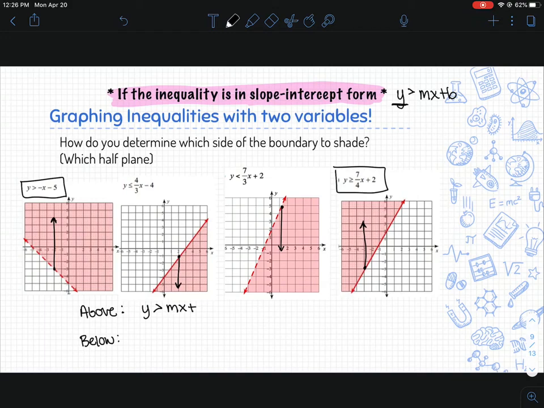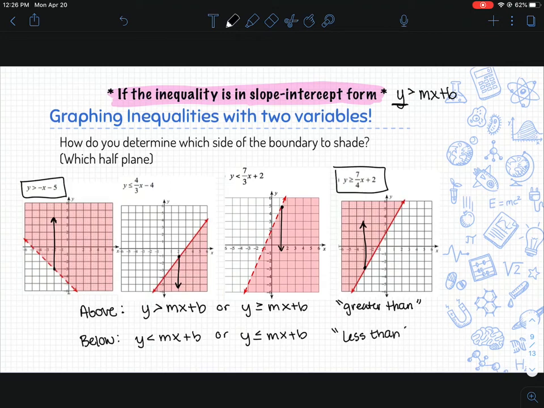So our two formats are y is greater than mx plus b or y is greater than or equal to mx plus b. So really the greater than part of this tells us to shade above. For below, we see y is less than mx plus b or y is less than or equal to mx plus b. So here we're looking for the words greater than. We can have the or equal to as well. And here we're looking for less than. I can't stress enough, it has to be in slope-intercept form or solved for y in order to use this rule. If it's not, you need to rely on a test point.